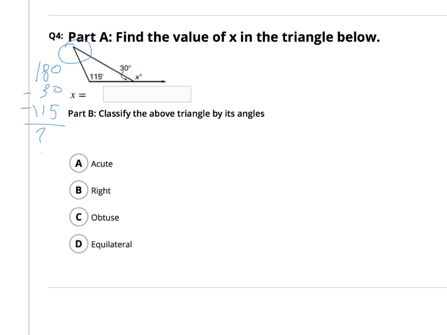Then what we want to do is take, and let's just call this angle A and angle B just for identification purposes. You're going to want to take and add those together. So to find x, x equals angle A plus angle B. Okay? And that'll give you the value of x. And then part B, is this an acute, right, obtuse, or equilateral triangle?